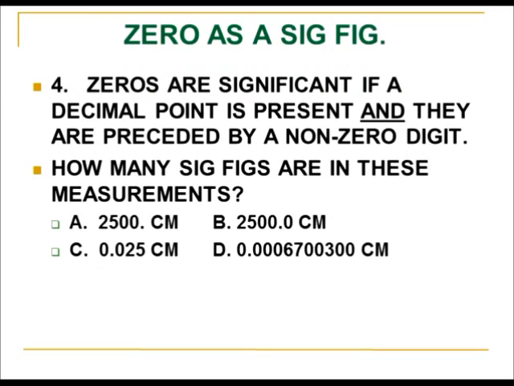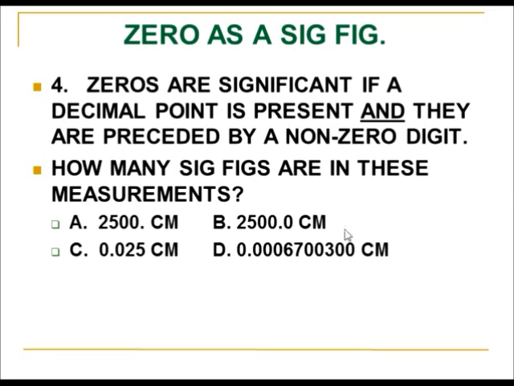All right. Last rule, rule number 4 here. Zeros are significant if a decimal point is present and they're preceded by a non-zero digit. Okay, so this is dealing with numbers that are usually smaller than 1. Okay, so when I look at my examples down here, it says how many sig figs are in this measurement. Well, if I look at A, okay, well that goes back to rule number 3, right? Now there's a decimal. That decimal is saying that that is exactly 2,500. I'm being very precise here. So I have to count those zeros. So in letter A, it would be 4 significant figures.